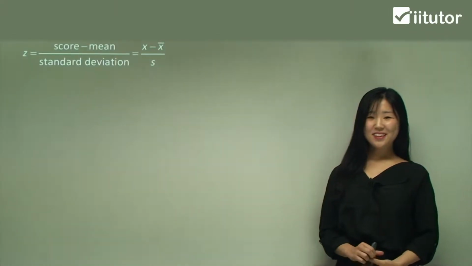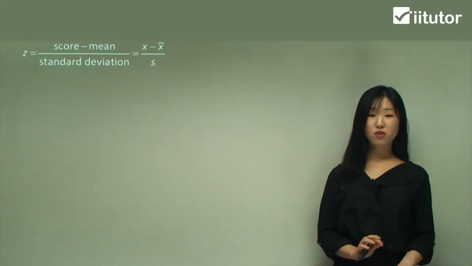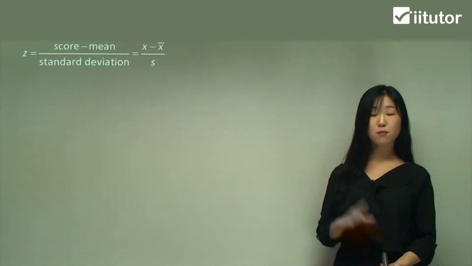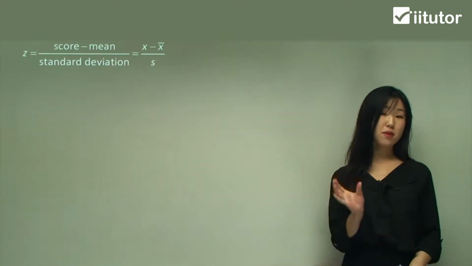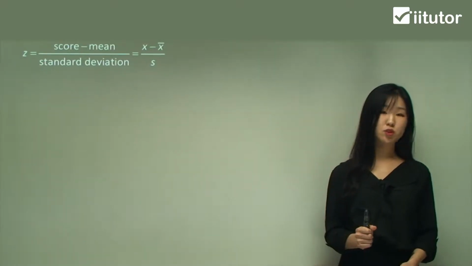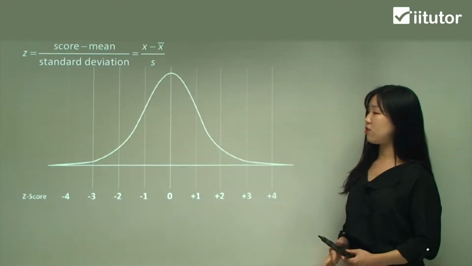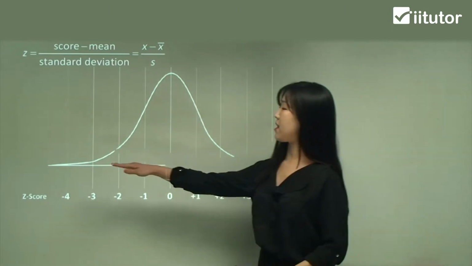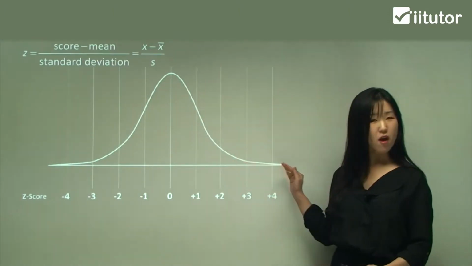Hi everyone. Today I'm going to be introducing to you the normal distribution, and more specifically, I'm going to introduce you something called the Z-score. Now, I'm going to show you what a normal distribution looks like. A normal distribution is this curve here, where it's like a bell-shaped curve.